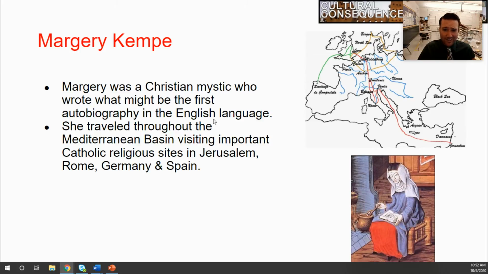She had 14 kids, and she still would be doing these travels across the Mediterranean basin. And she was a Christian mystic. And so as a Christian, she had this very spiritual connection with her faith. And then to travel to these places, the motivating factor is to try to get a spiritual connection with these places that hold a lot of importance in her faith of Catholicism.